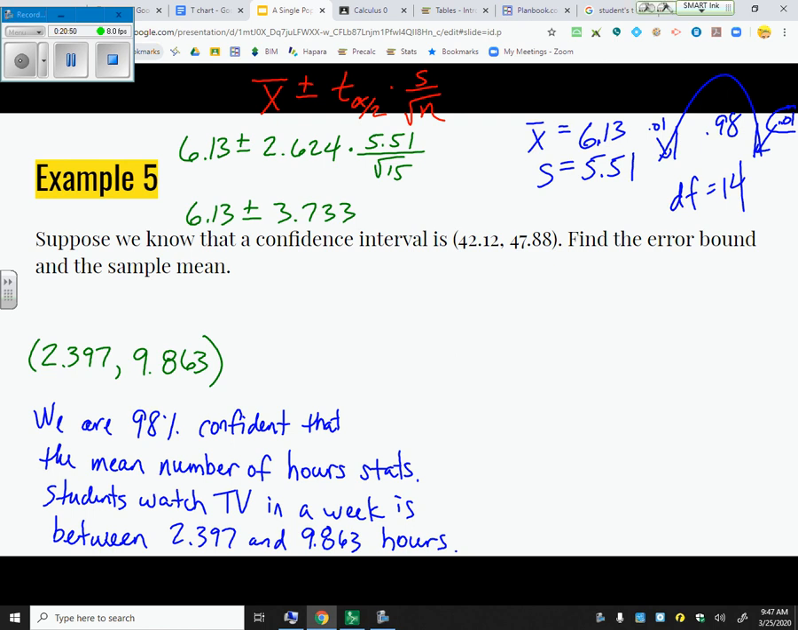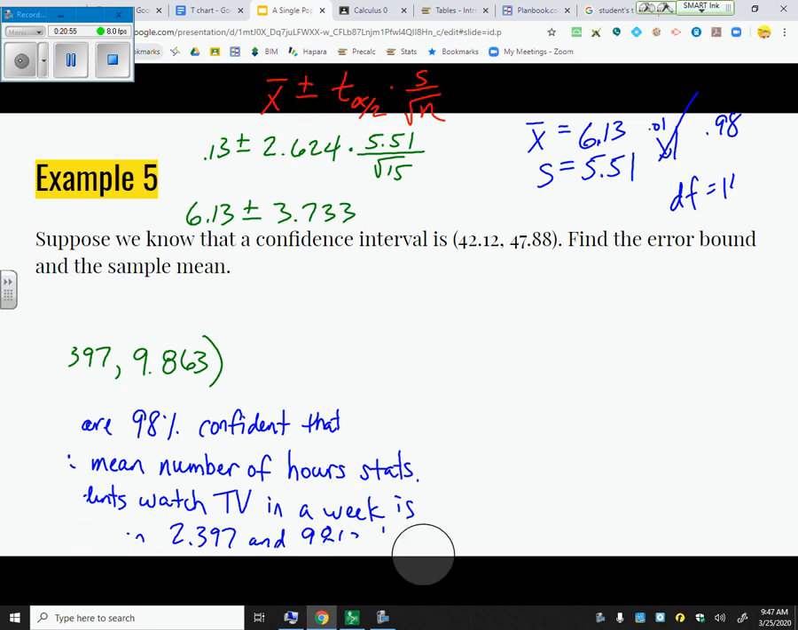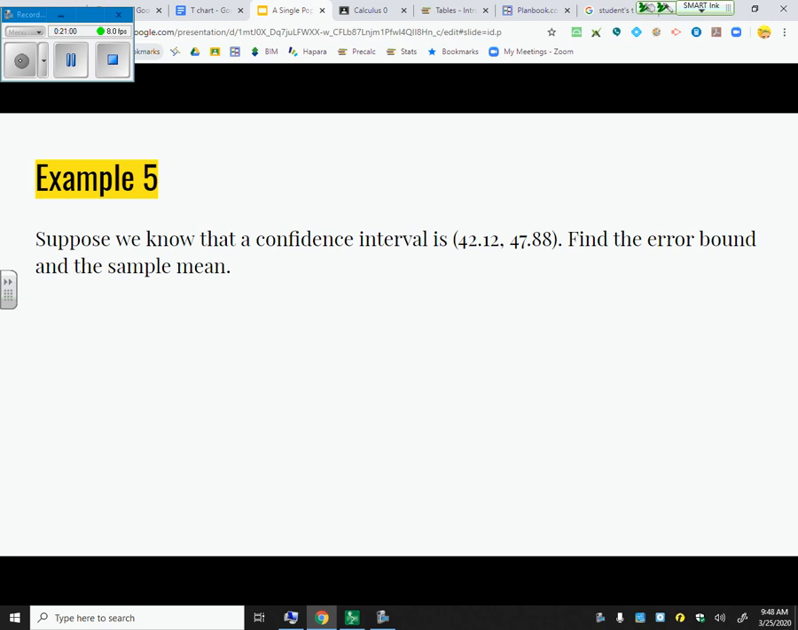Now, this is a question that tends to throw some people off. It says suppose that we know the confidence interval is 42.12 to 47.88. Let's find some of these. I want to know what the error bound of the sample mean is. It's looking for the EBM. Now, a lot of people are looking for formulas with this, and I think it's just a lot better to use your intuition to guide yourself through this.